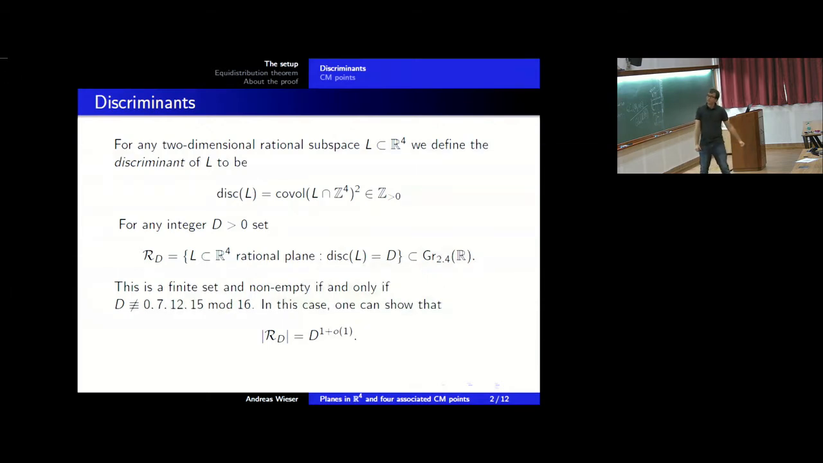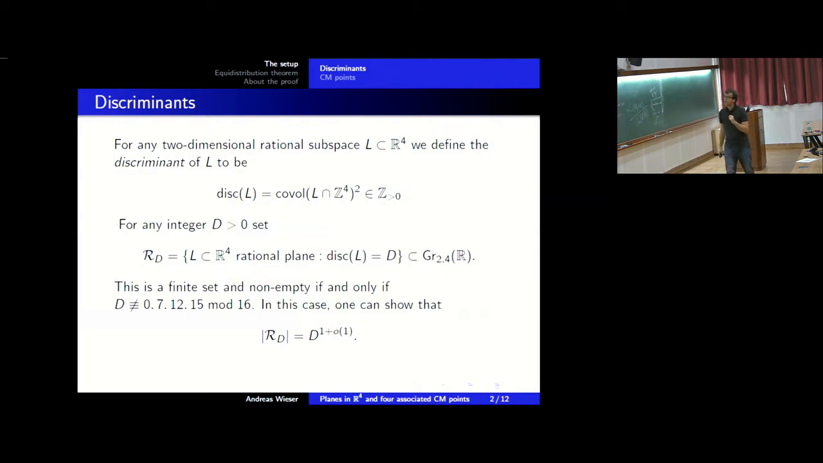Given this discriminant, we can collect all rational planes with the same discriminant in a set. One can actually show that this is a finite set. That's not too hard. It's non-empty if and only if the discriminant satisfies this congruence condition here. This is essentially due to Cox and Mordell, but can be proven using our methods as well, which are rather elementary.